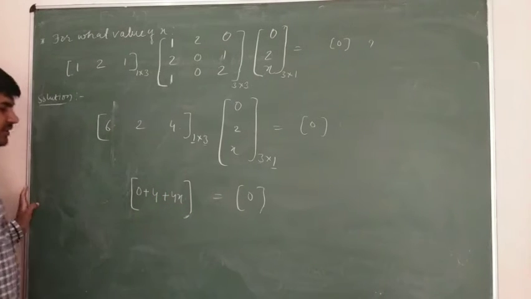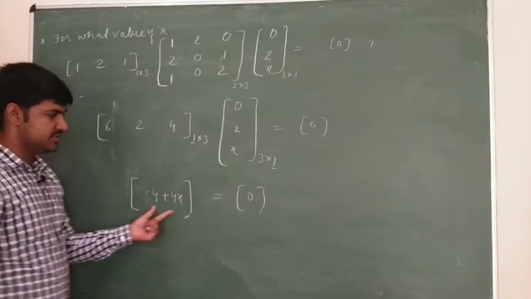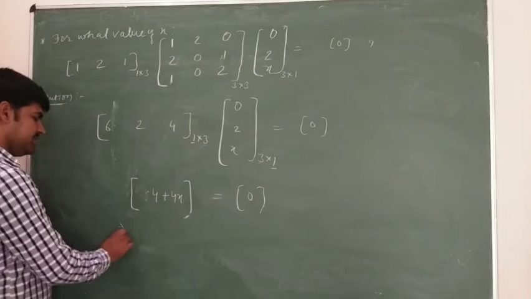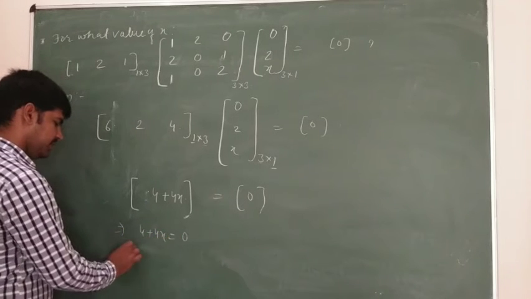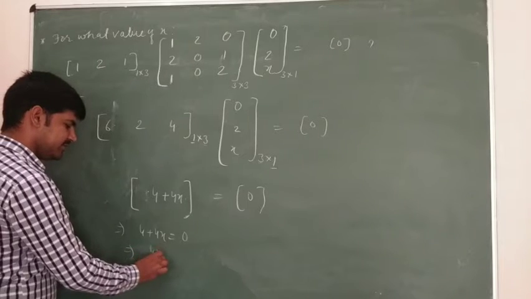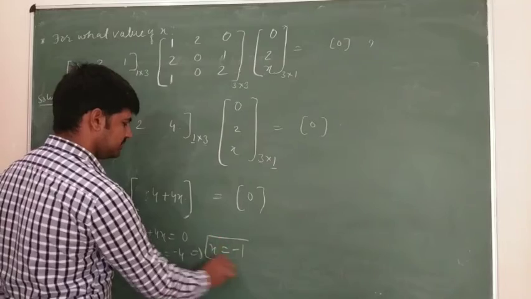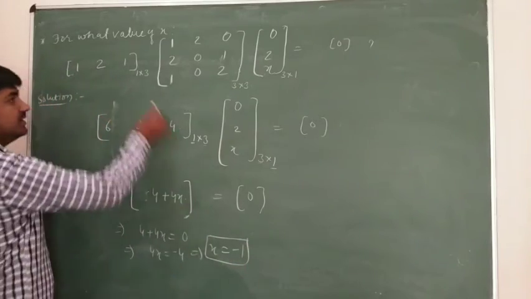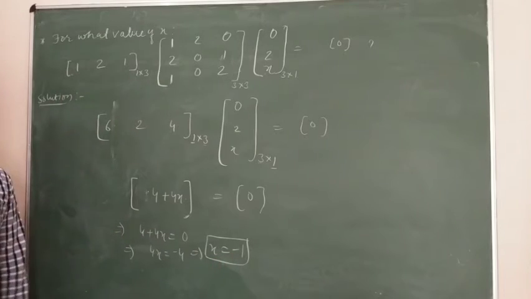So dear students, what we have got here is 4 plus 4x is equal to 0, and this implies that 4x is equal to minus 4, and that can be written as x is equal to minus 1. So for what value of x is this particular equation true? For x is equal to minus 1, this particular equation is true.